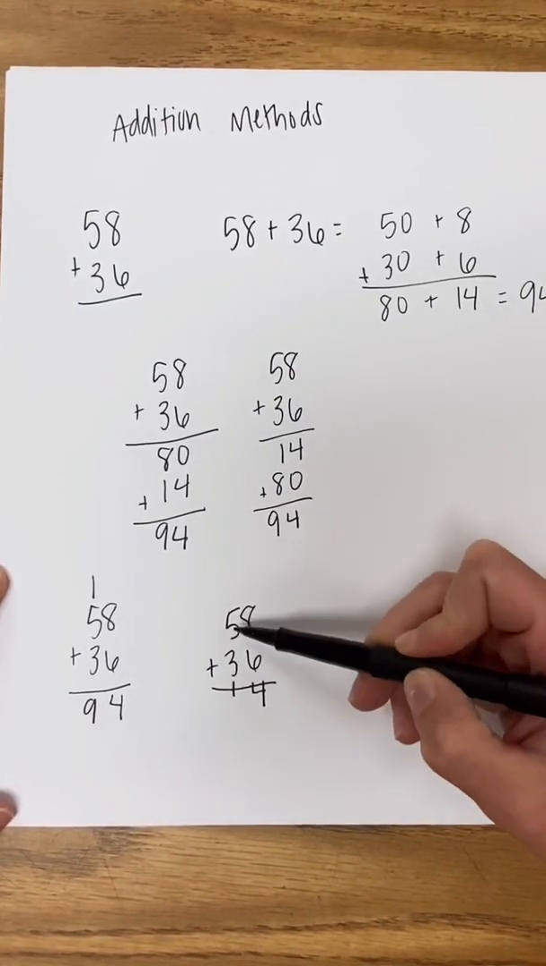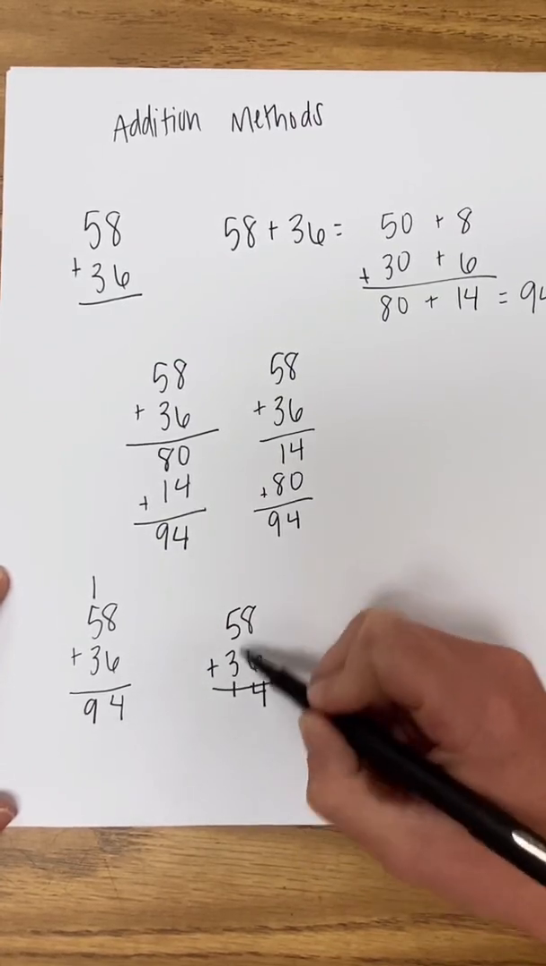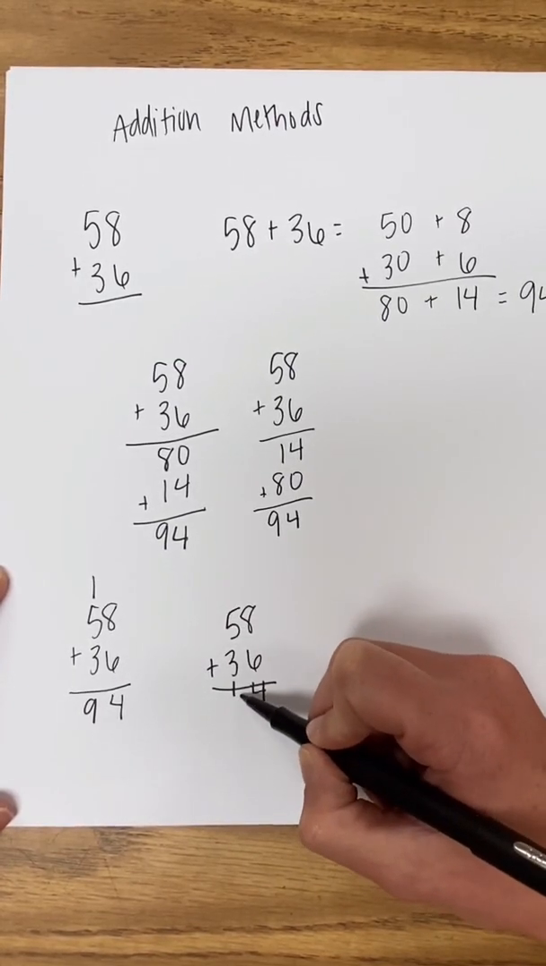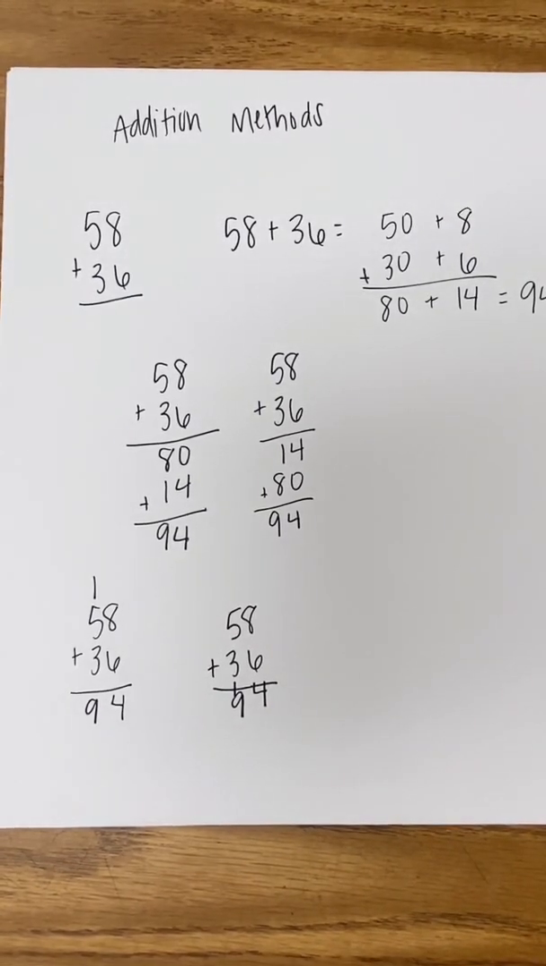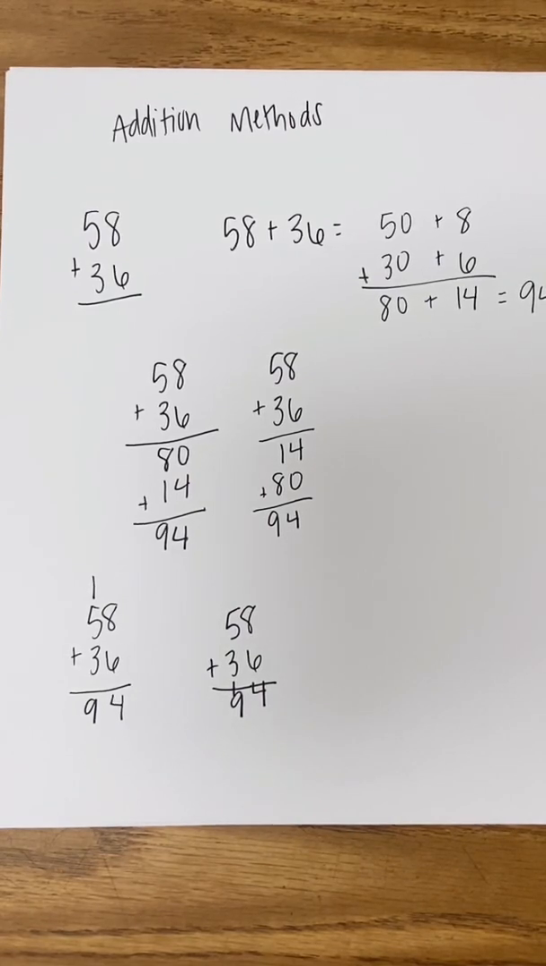And then they add their 10s, 5 plus 3 plus 1. Okay, so the 5 and the 3 is 8, plus their 1 more that they regrouped is 9, and they get 94. Okay, so a great thing to do with this is to have conversations in your classroom about how these methods are alike and how they are different. That's a good mathematical conversation to have with students.